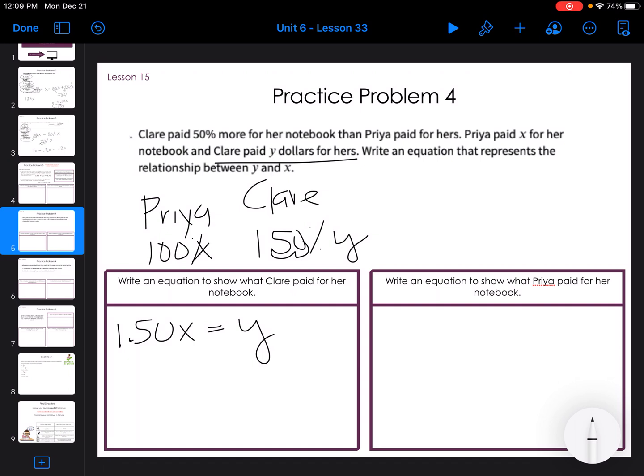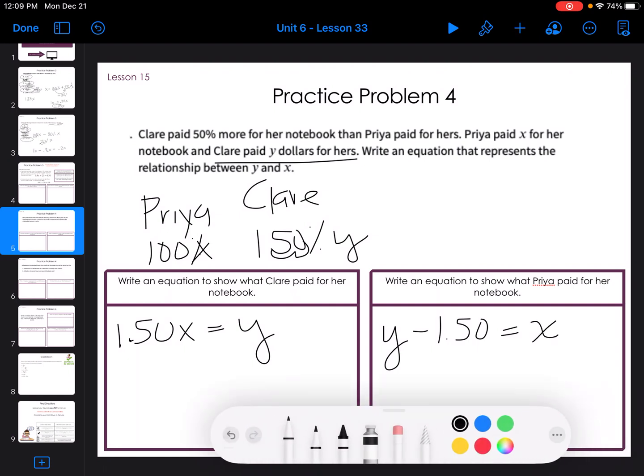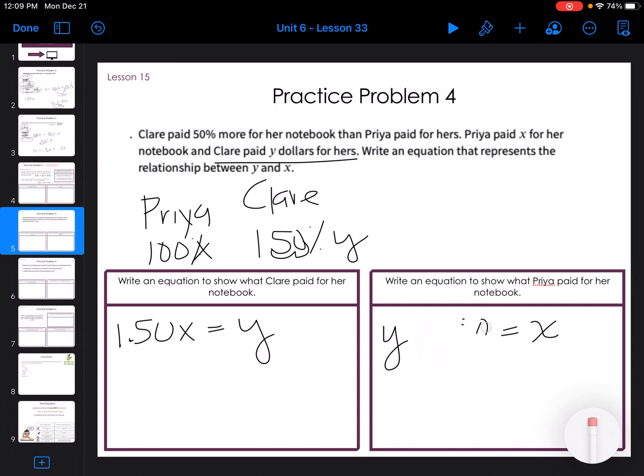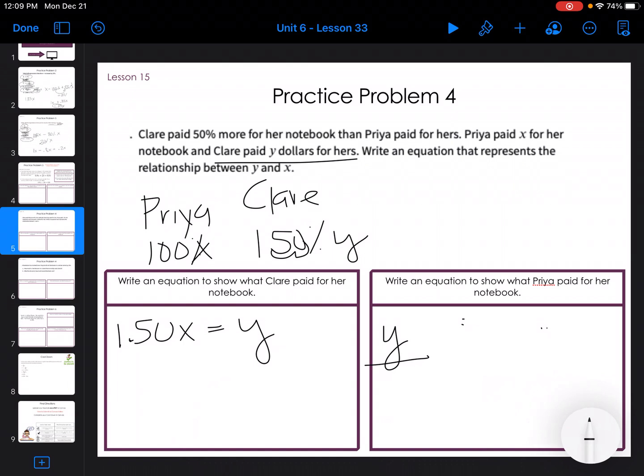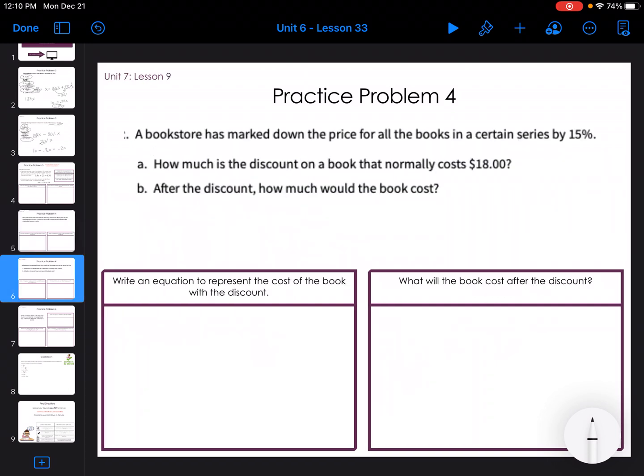Write an equation about what Priya paid for her notebook. Okay, so that could be y minus 1.50 is equal to x. Oh, I'm sorry, not minus, divided by. Because I'm just switching it around. I'm just solving for this equation, so I'm just moving the 1.5 from one side to the other.